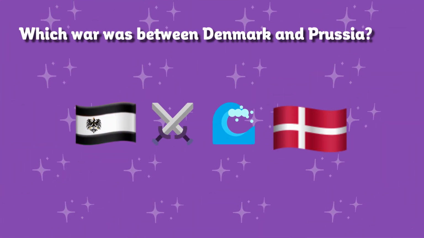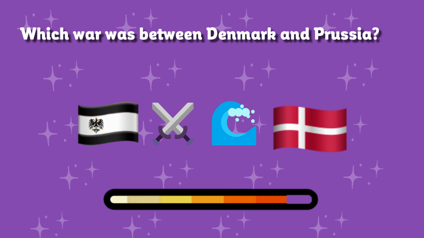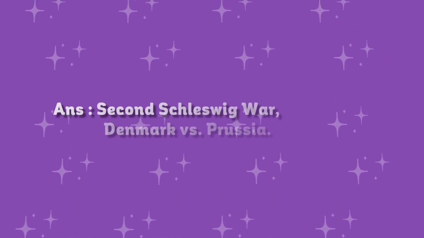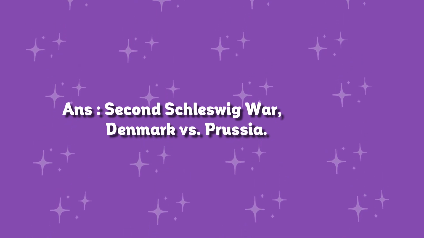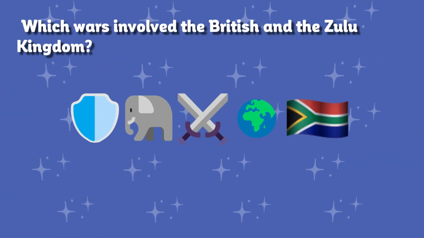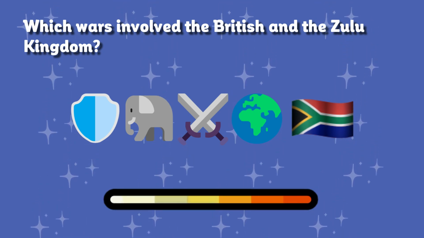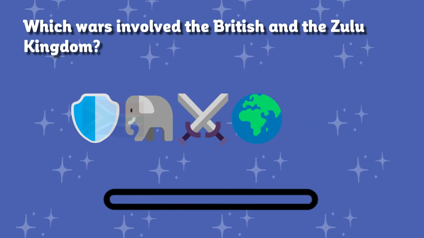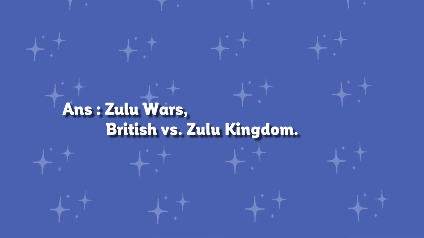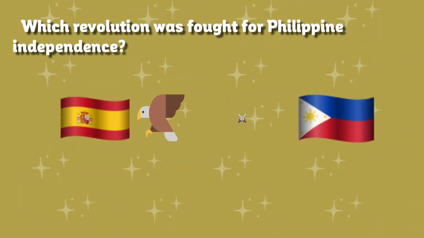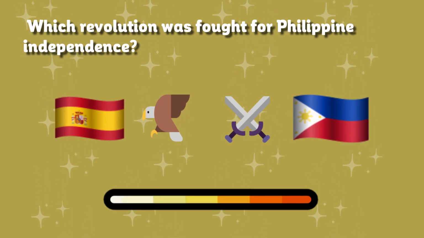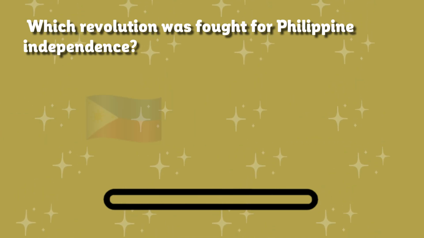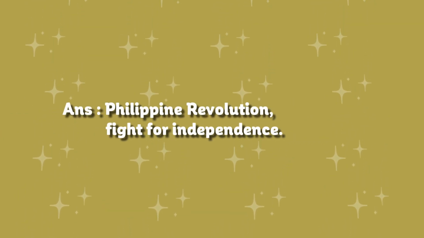Which war was between Denmark and Prussia? Second Schleswig War, Denmark versus Prussia. Which wars involved the British and the Zulu Kingdom? Zulu Wars, British versus Zulu Kingdom. Which revolution was fought for Philippine independence? Philippine Revolution, fight for independence.